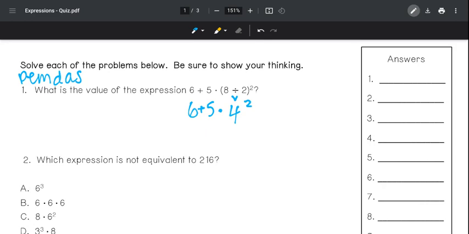Okay? No more parentheses, but there is an exponent, 4 squared. That means 4 times 4. So 6 plus 5 times 16. Okay, now we're stuck with multiplication and addition. Multiplication comes first. 16 times 5 is 80. And we just have to add 6, and our final answer to this problem is 86.